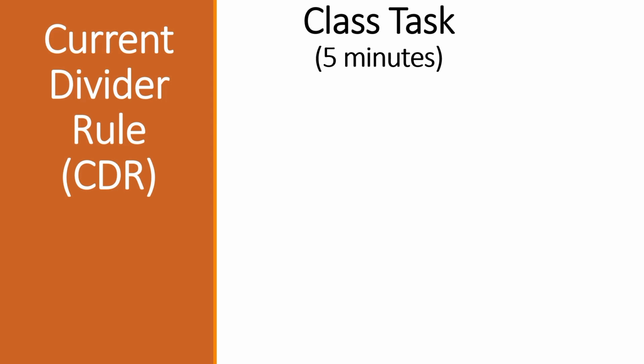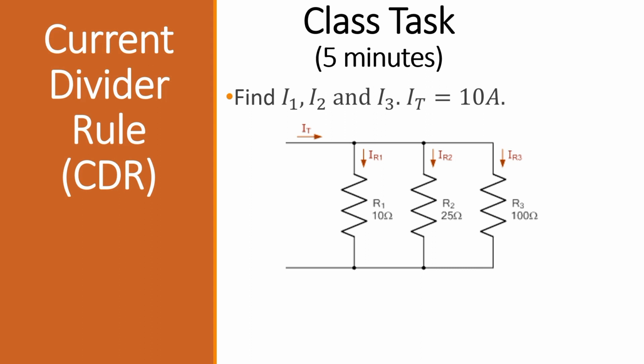Here is your class task. Can you find I1, I2, I3 for these 3 resistors that are connected in parallel when IT is 10 amperes, R1 is 10 ohms, R2 is 25 ohms and R3 is 100 ohms. Take 5 minutes to complete this task.